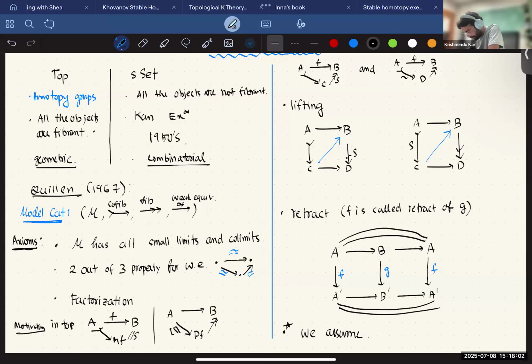And what you want is that our weak equivalences, cofibrations, and fibrations are all preserved under retracts. So if G belongs to any of these classes, cofibration, fibration, or weak equivalence, so does F.